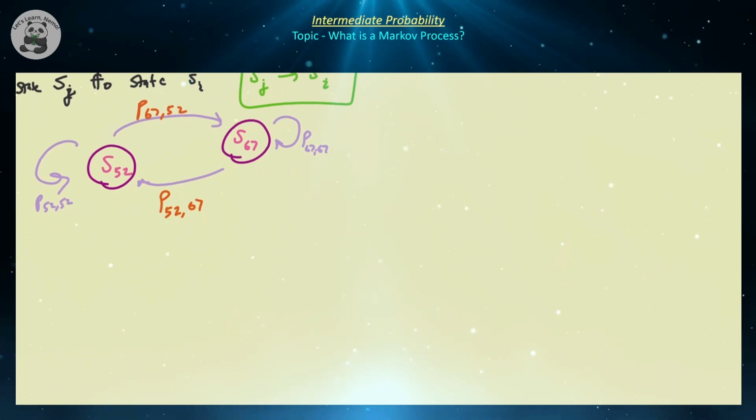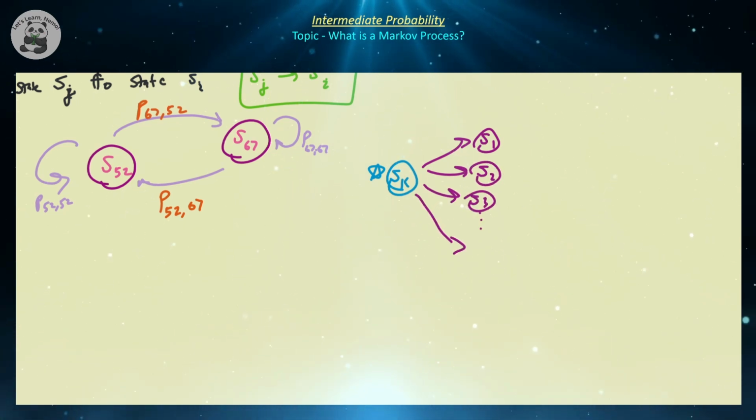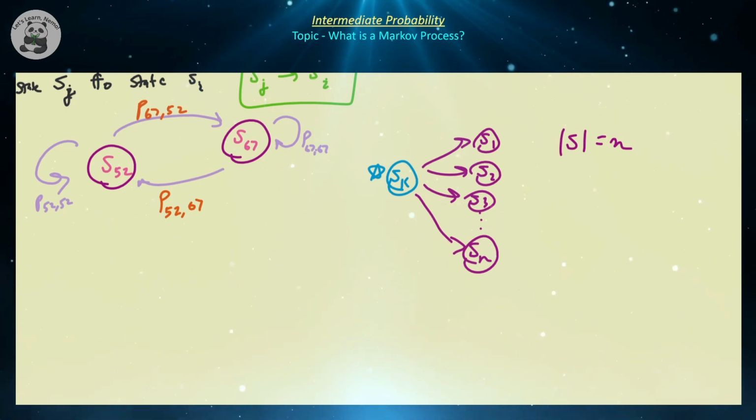So generally speaking, what we have here is some state Sk that can go from state 1 to state 2 to state 3, all the way down to, let's call it state n, right? Where the size of our state space is equal to n. And Sk could be any one of these 1 to n, of course, right?